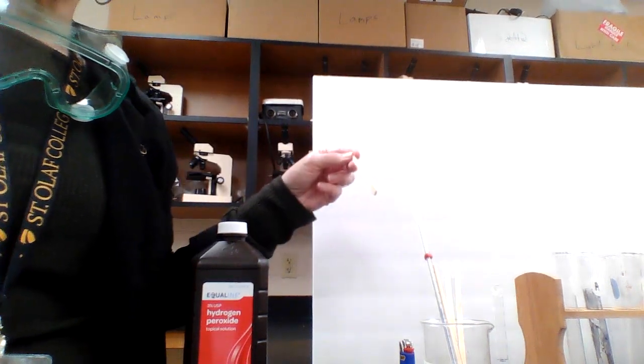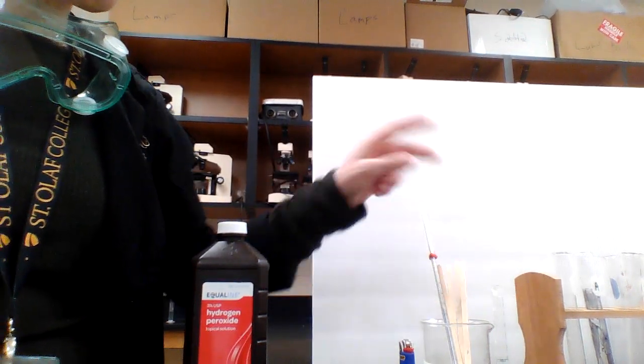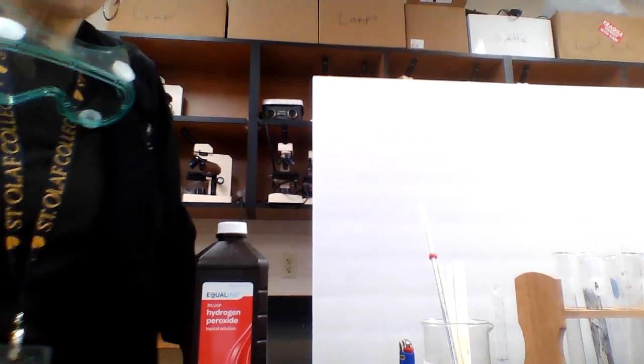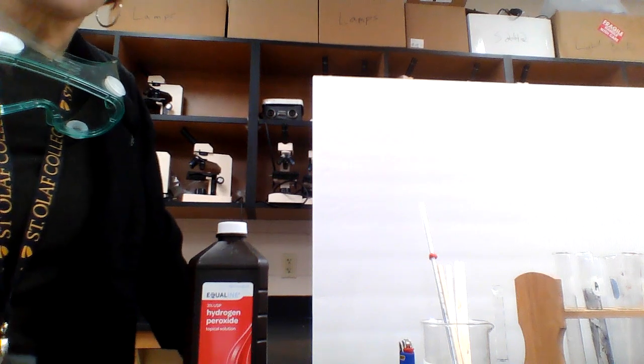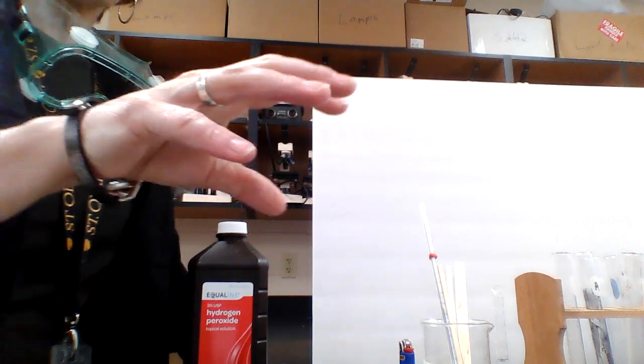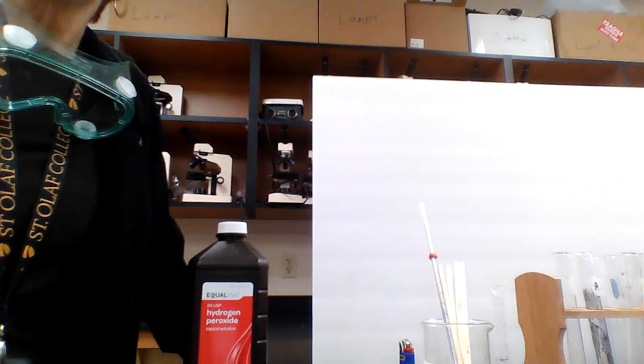And while the test tube is bubbling, if those bubbles are in fact oxygen, then the splint will relight. If those bubbles are carbon dioxide, like the bubbles that you would get in pop, for example, then the splint will be put out. The flame will get put out.